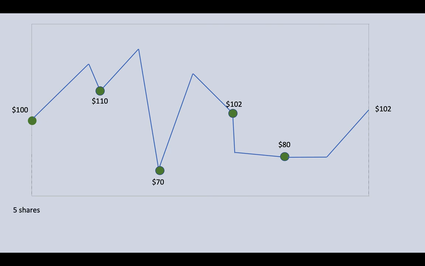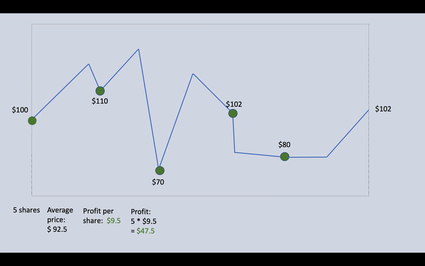So we got 5 shares. The average price of our share is 92.5. Basically what I did, I just summed all the share prices and divided by 5. So profit per share, since it's 102 minus 92.5, is actually $9.5 per share that we made at the end of the period. So our total profit is $47.50.